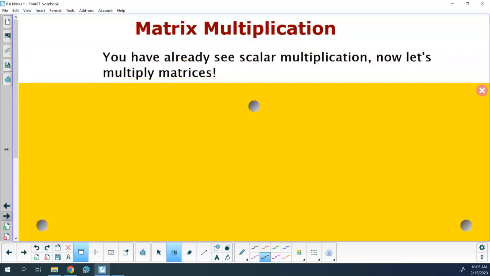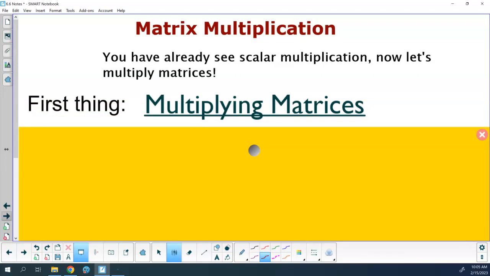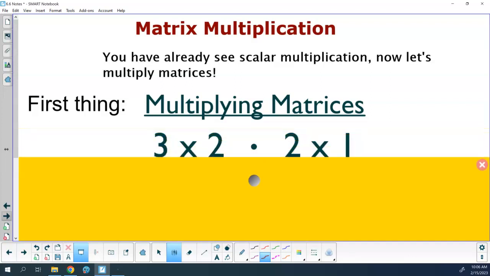So, we did scalar multiplication on Monday. That's where we had the number in front of the matrix, and we distributed it into all of the elements of the matrix. That's scalar multiplication. Matrix multiplication is different. They are not the same thing. So now let's multiply matrices. The very first thing that you need to do when you are multiplying matrices is make sure that you can do it.